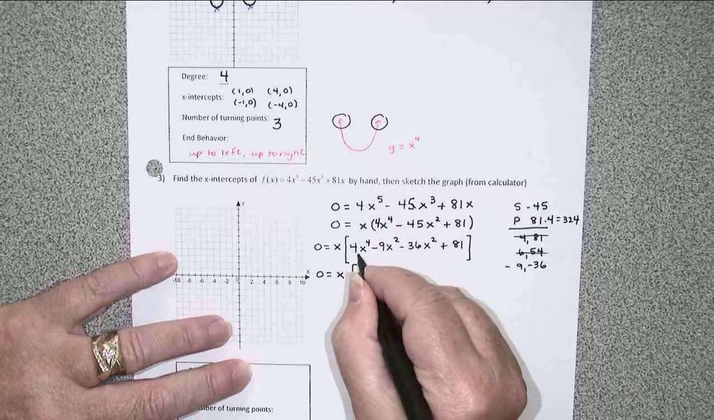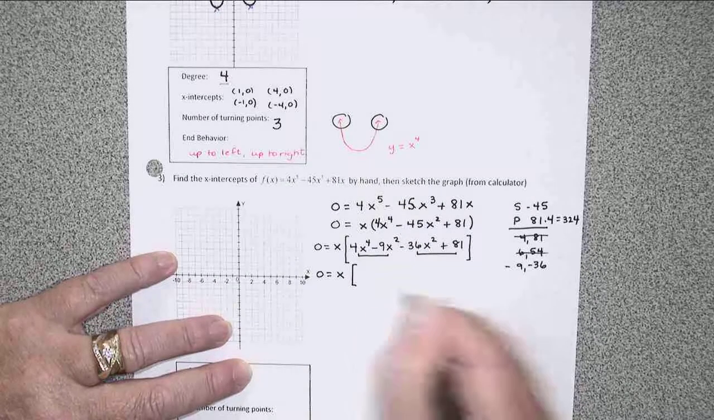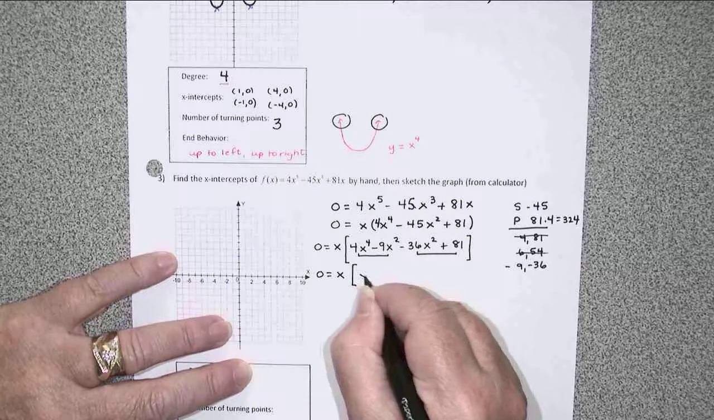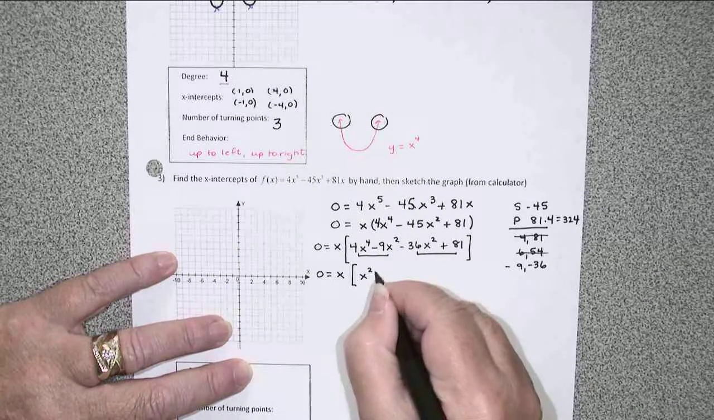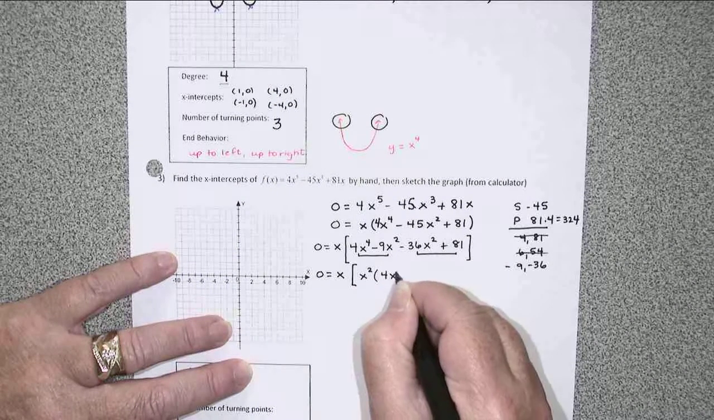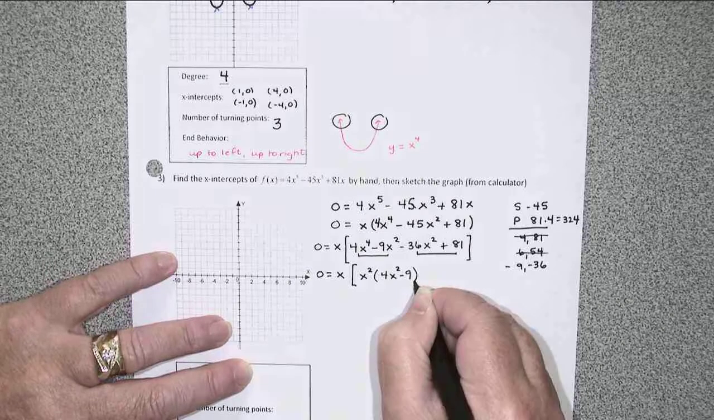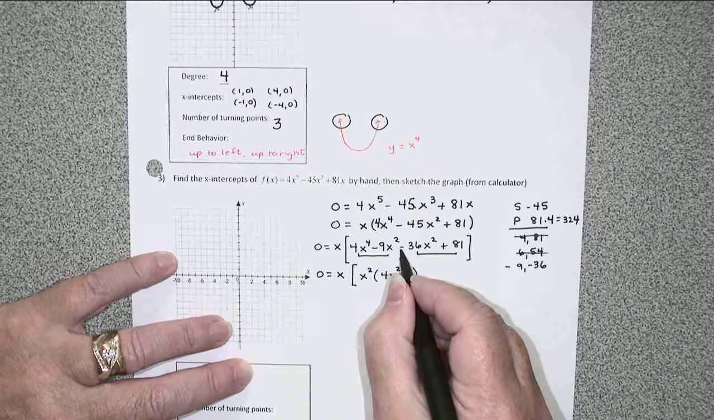Factoring by grouping. First group, I can take out an x squared. And that would give me 4x squared minus 9. And I want to factor out a negative.